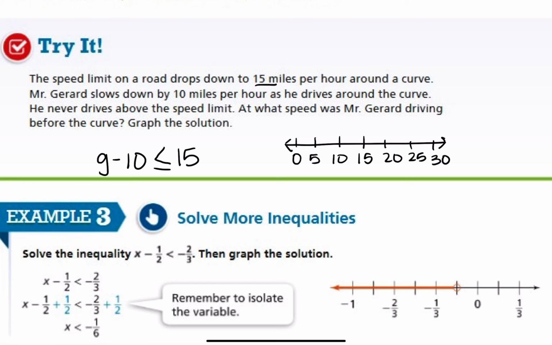Oh no, we have to solve. Draw your two lines. G is being subtracted, so I need to add 10. So G is less than or equal to 25. So G is 25. It can be 25 because it's equal to, so I do a closed dot. And then it can be anything less than 25 as well.